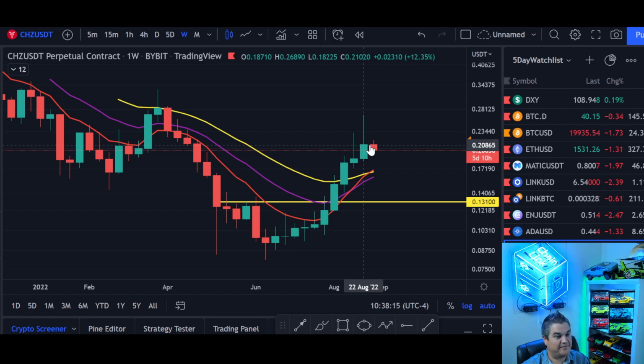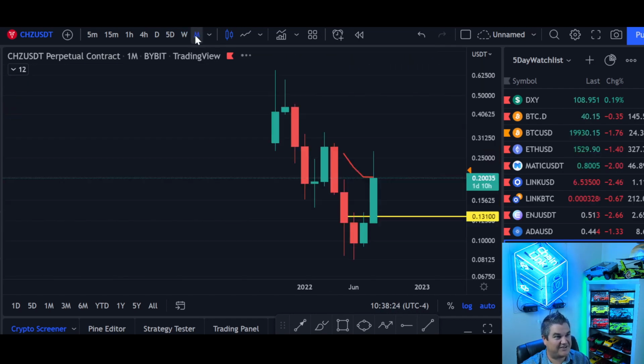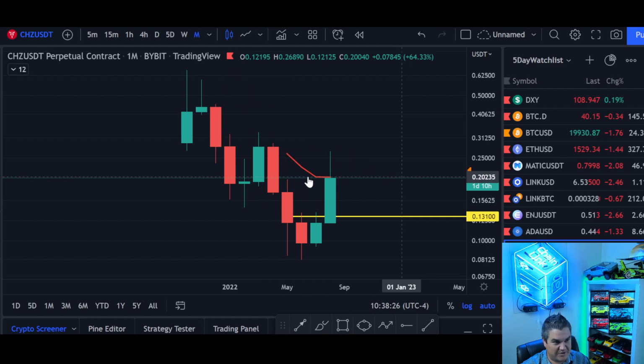So just throwing that out there. Also, we have more to back up our thesis. Let's get out to the bigger picture. The monthly. Where do you suppose we are on the monthly? What do you suppose that moving average is? We're right at monthly resistance on the EMA 8.